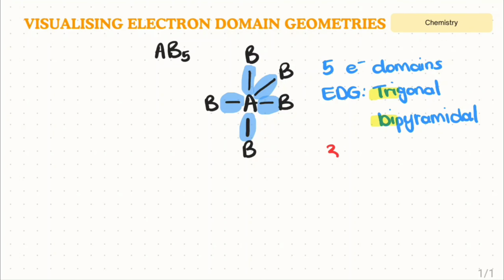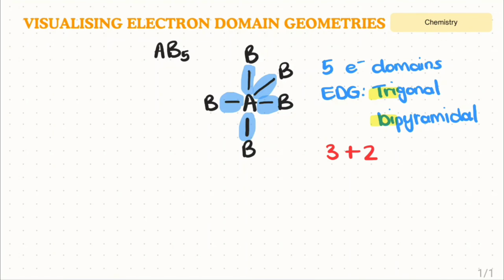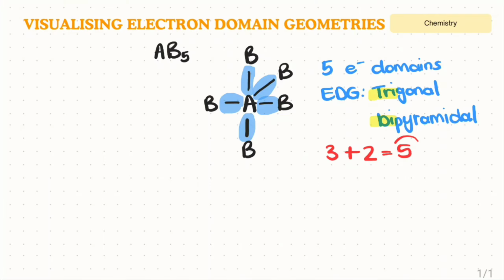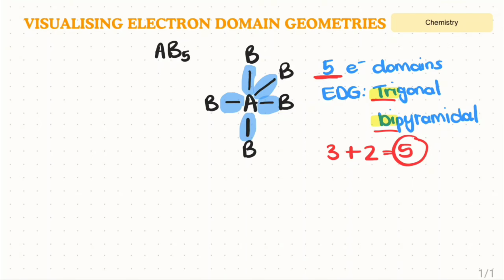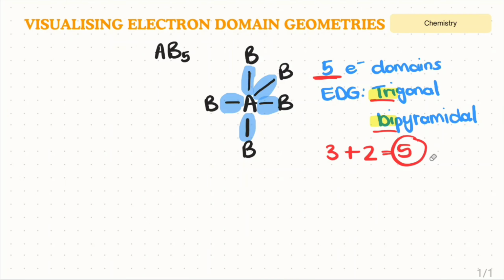So most of us can remember that tri is 3 and bi is 2, and this gives us 5 electron domains because of tri-bi. So if you're trying to remember what is the geometry of 5 electron domains, think back, there were 2 words that have to add up to 5. So 5 domains is tri-bi, trigonal bipyramidal.